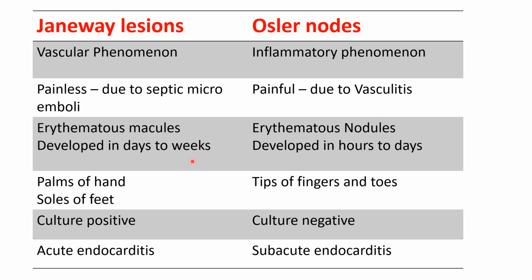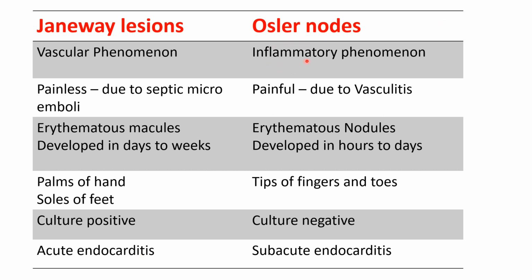Clear? Once the patient starts developing infective endocarditis, these lesions are mainly seen in the palms of the hands and soles of the feet. Usually these patients are blood culture positive, because these are septic microemboli moving in the blood. So you take a blood sample and see the lesions, then the patient will usually become blood culture positive, and Janeway lesions are usually found during acute endocarditis.